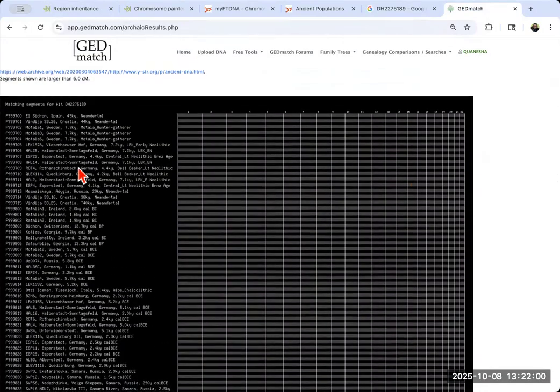So what that tells us about this specific person is that it is on chromosome 15, and that points to East Bernadette, Germany, Neolithic Bronze Age. All right, so that was one.